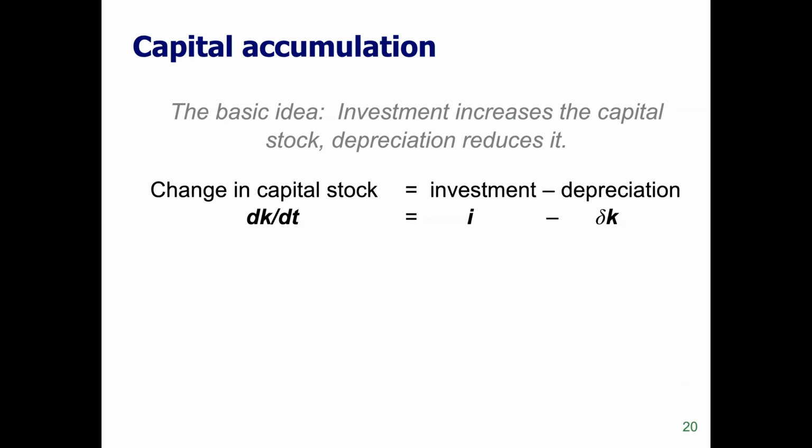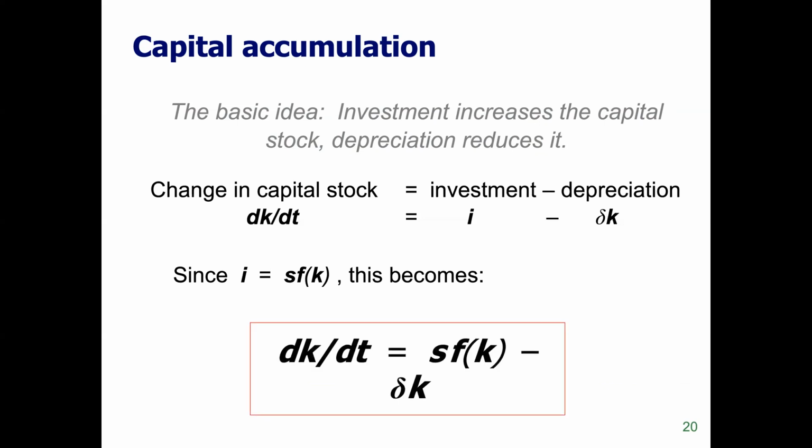The rate of change in the capital per worker is equal to investment per worker minus the depreciation rate times the capital stock, which is depreciation per worker. So dk/dt equals i minus delta k. Now, if we plug in that investment is equal to the saving rate times f of k, this becomes the equation dk/dt, the rate of change of the capital stock, is equal to s f of k minus delta k. And this we can graph.